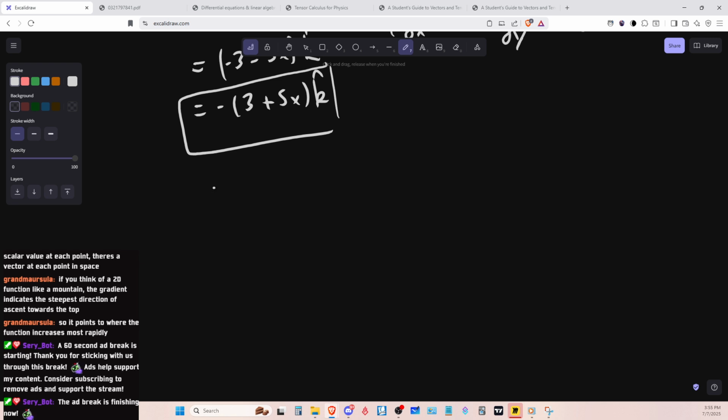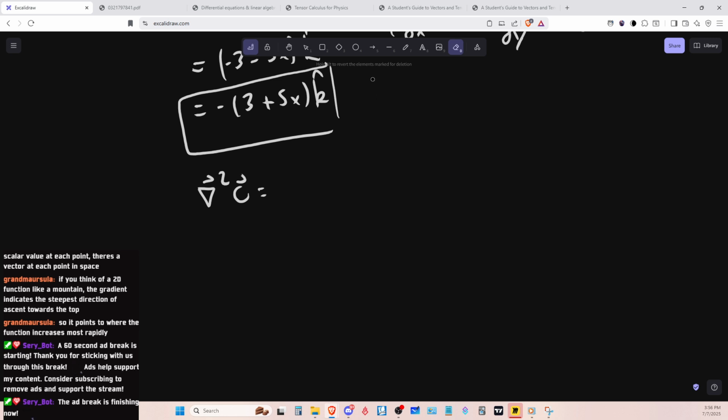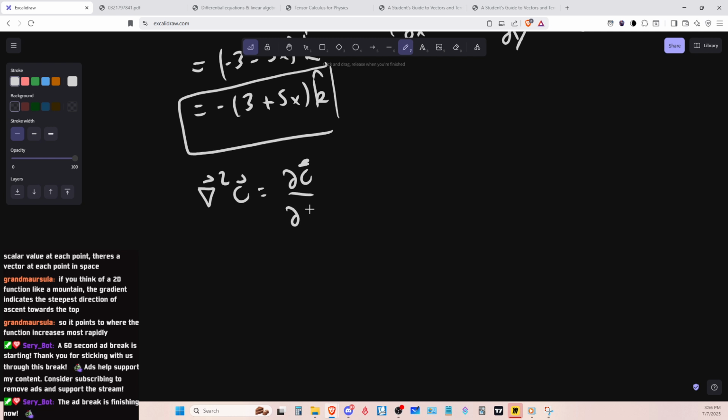So this one, the Laplacian. I think first we're going to have to do the gradient, and then we're going to do another differentiation. That's the easiest way to go about it, I think. But then again, we already have the gradient, so might as well just do the gradient.